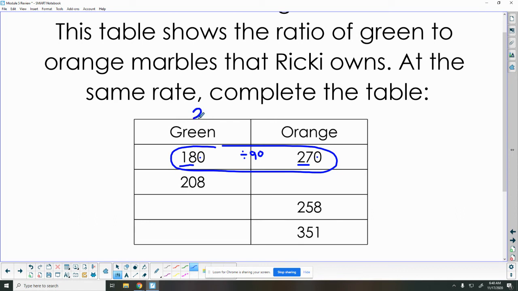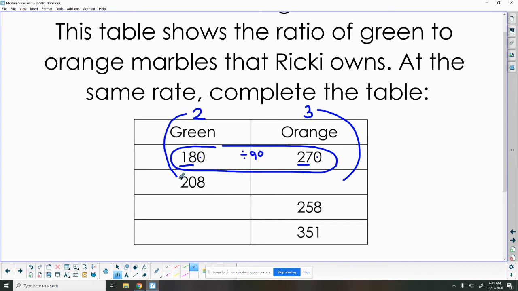So every time they have 2 green marbles, they have 90. 90, 180, 270 goes in there 3 times. So every time they have 2 green marbles, they have 3 orange marbles. Now we should be able to use this information to get to the rest of these numbers. So ask yourself, how do we get from 2 to 208? And you'll do the same thing on the other side.